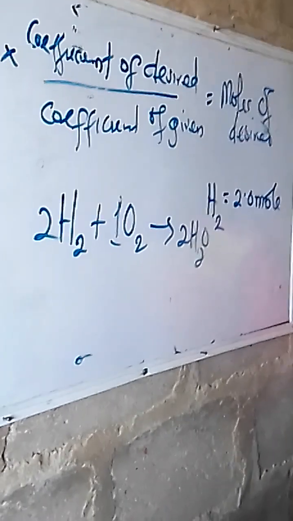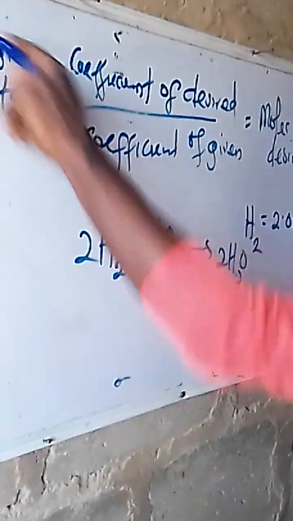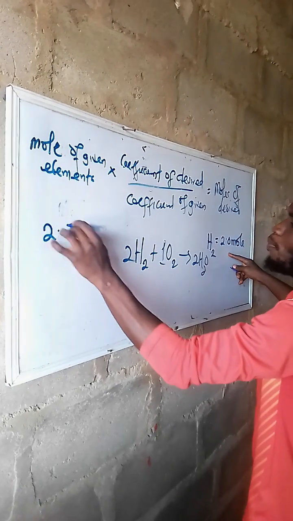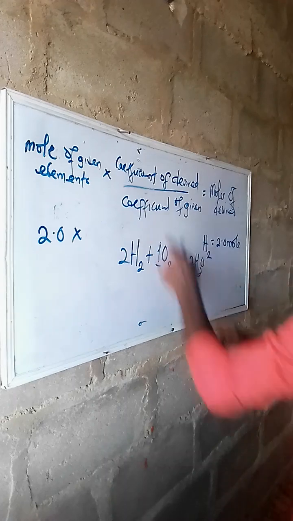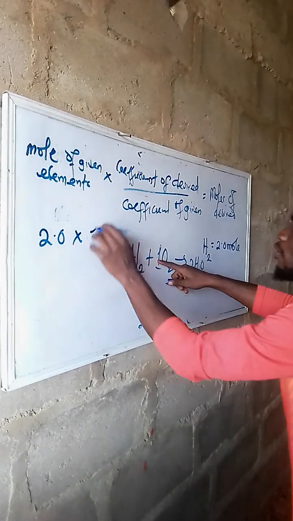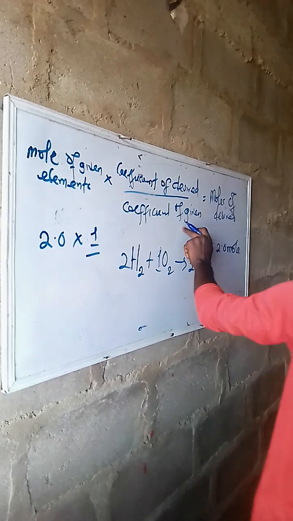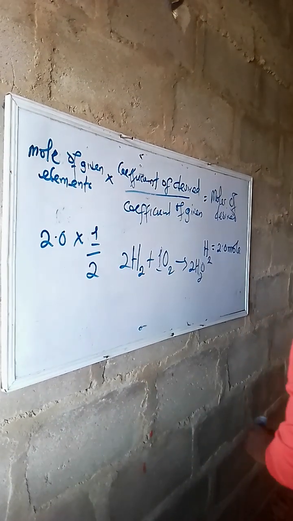That is another way. What would that be? Just do it like this. Moles of a given, let's be substituting. What is the moles of a given? 2.0 times what is the coefficient of a desire? 1, divided by, division sign, right? What is the coefficient of a given? 2. Are we together?